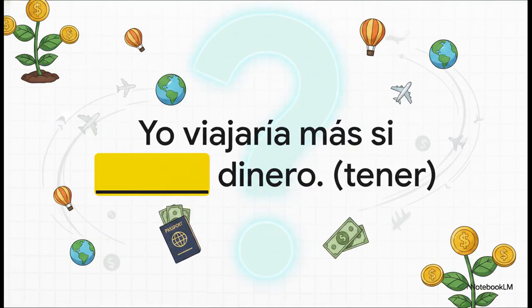Let's try just one more. Here is the second fill-in-the-blank challenge based on that everyday example Leo used earlier. Yo viajaría más si blank dinero. The verb here is tener, to have. But notice how the order is flipped this time? The conditional result, viajaría, comes first, followed by the si condition. So what goes in the blank?